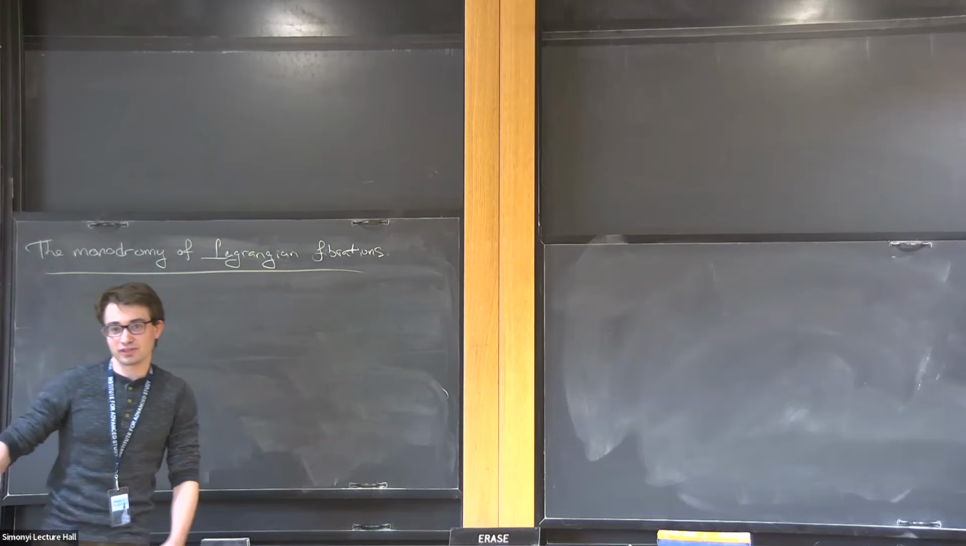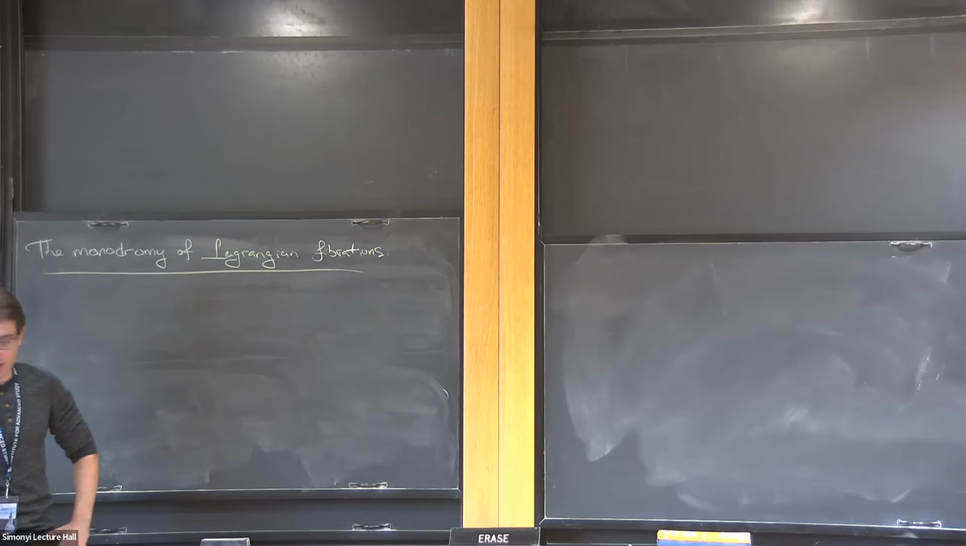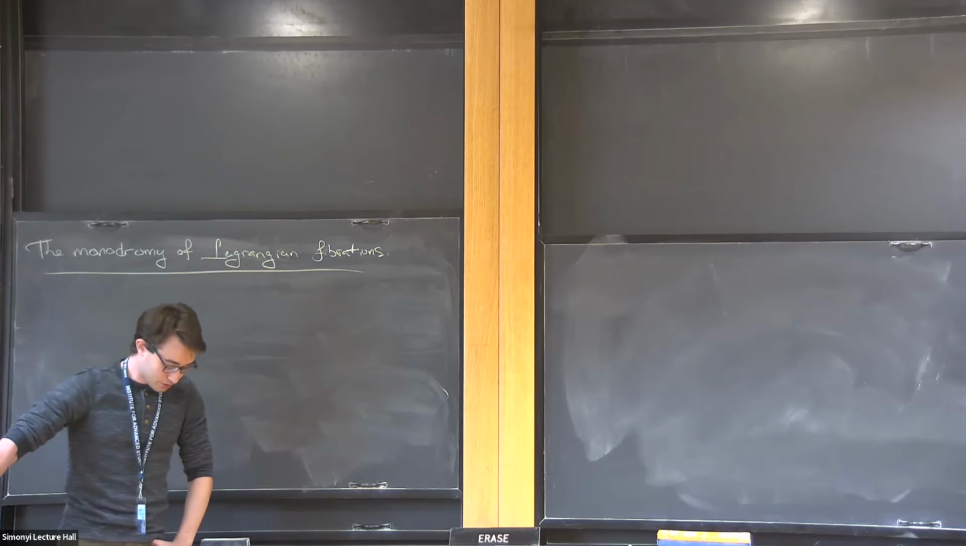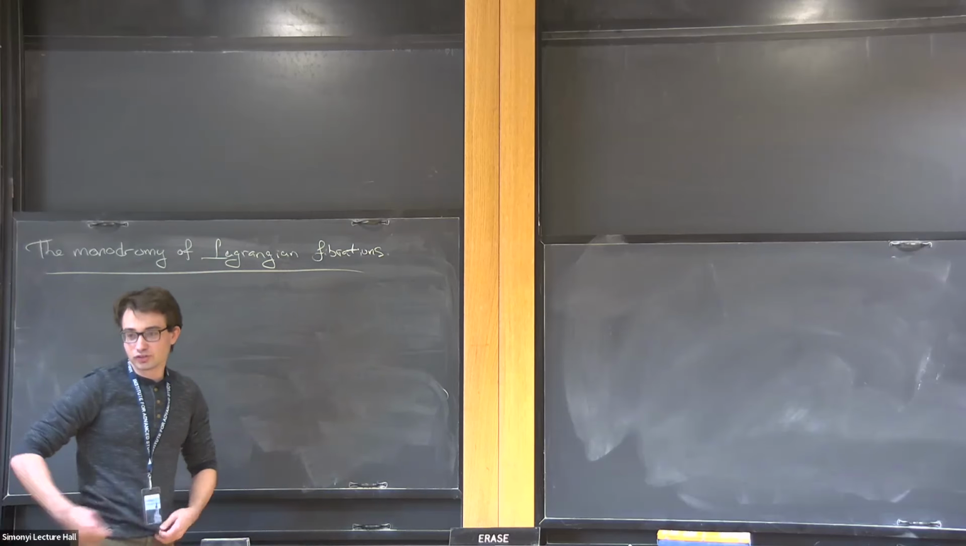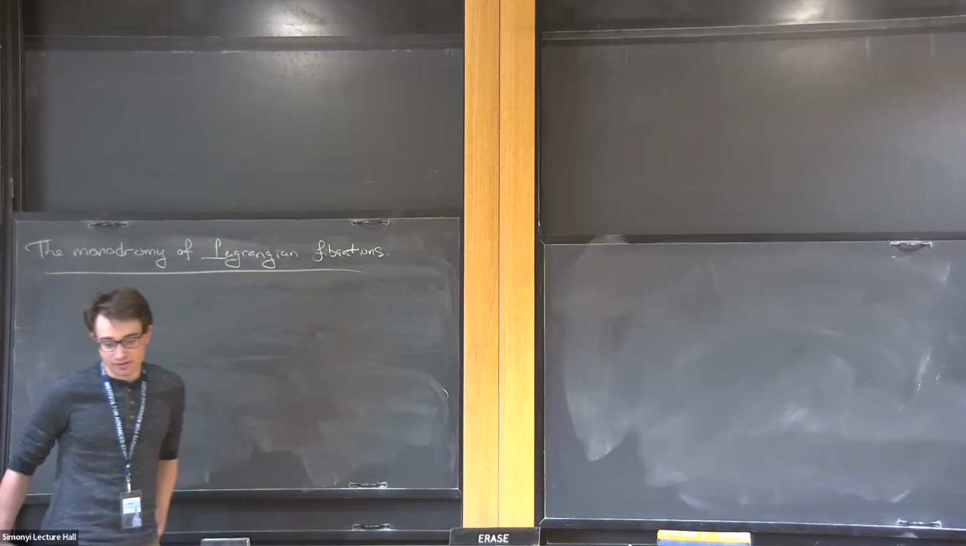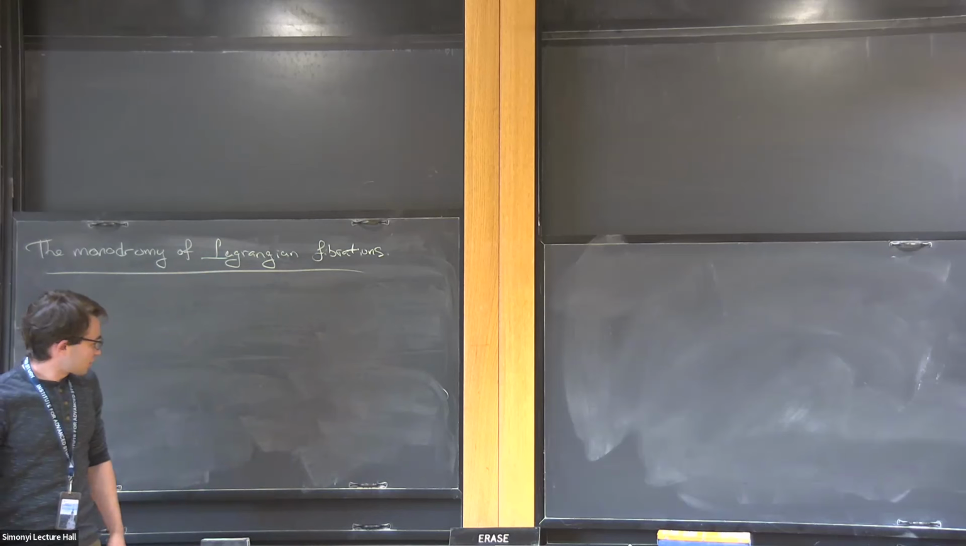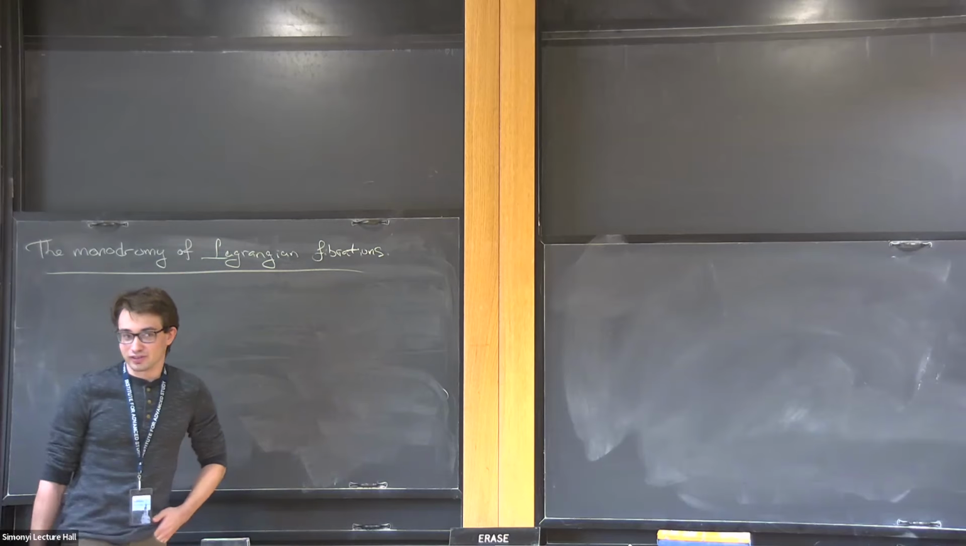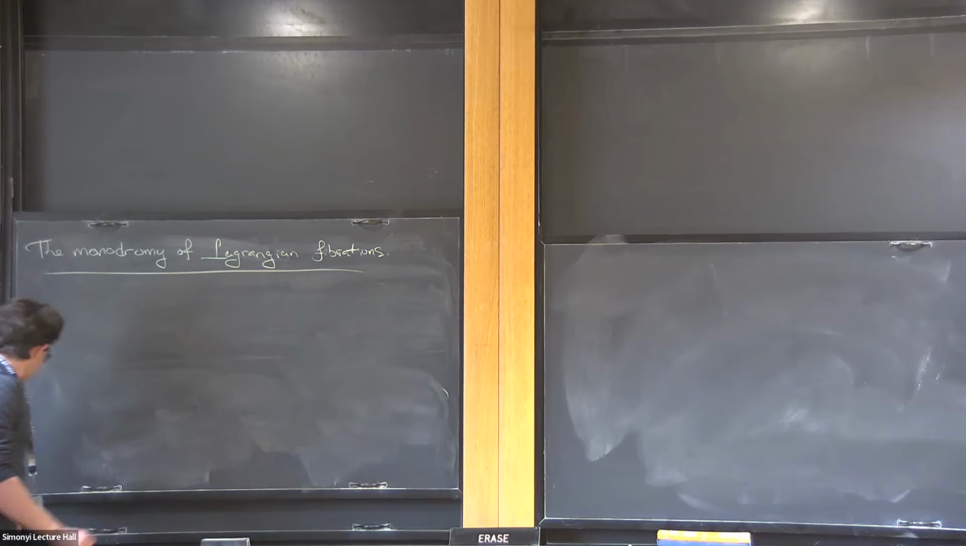Thank you for inviting me, for giving me this opportunity. I want to talk a little bit about how one can use Hodge theory to attack fairly classical questions about algebraic geometry. So I guess let's start with a theorem.